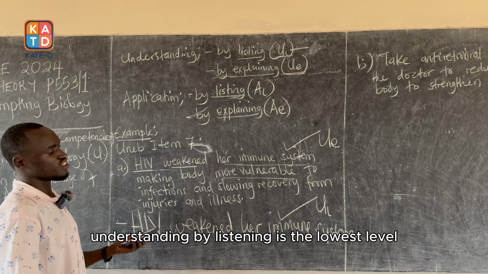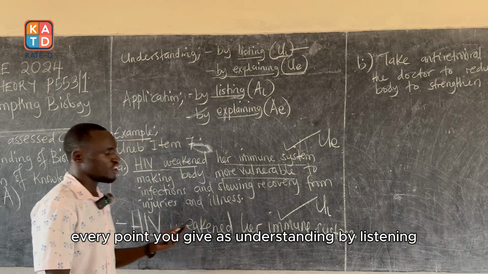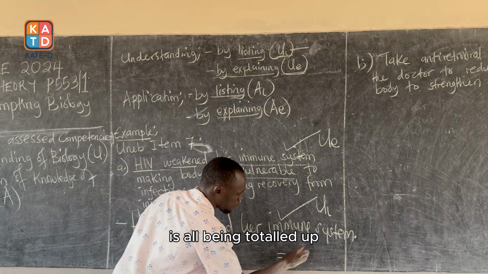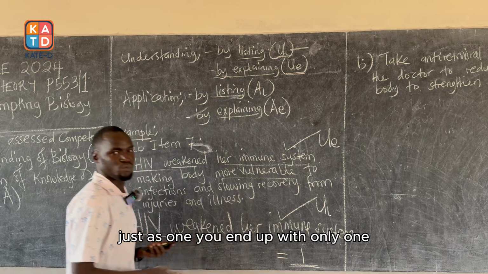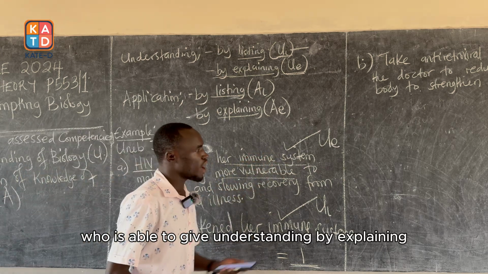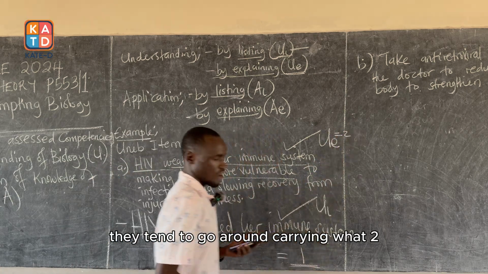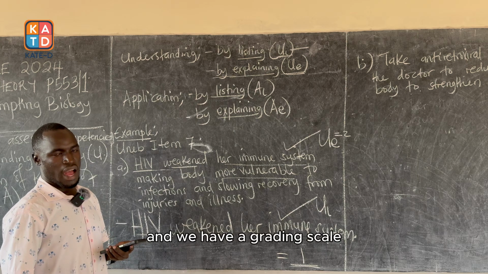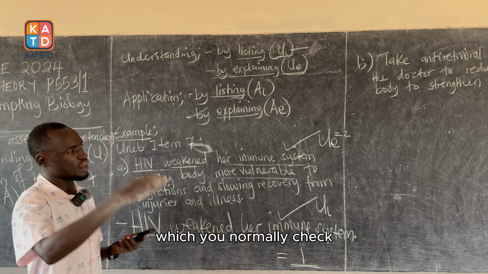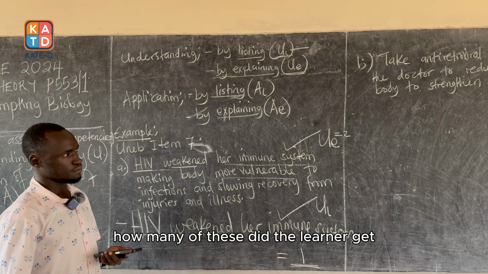understanding by listing is the lowest level. Every point you give as understanding by listing is totaled up to just one. You end up with only one. But a learner who is able to give understanding by explaining, they tend to go around carrying what? 2. And we have a grading scale which normally checks how many of these the learner got.